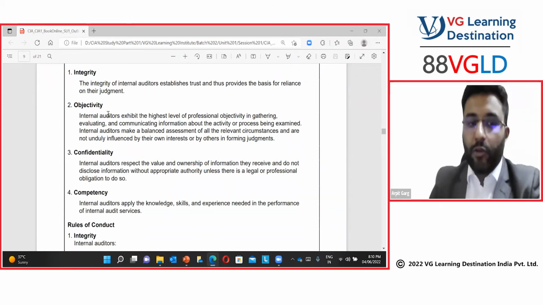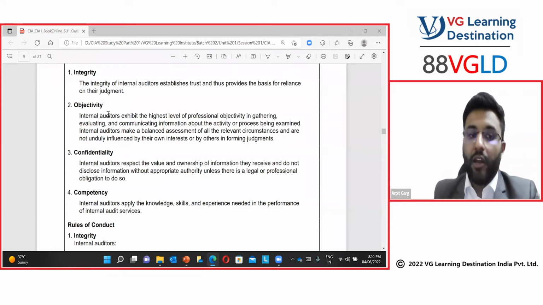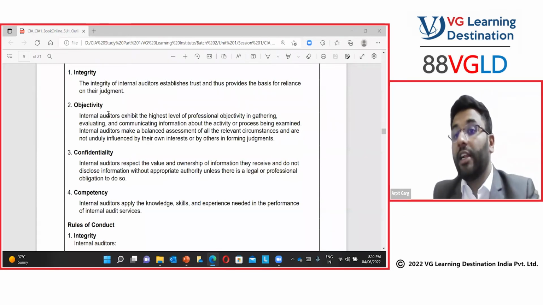Folks, let's try to understand two things. One is independence. The second is objectivity. Though independence is not covered here, it's covered in Unit 2, but I'm just sharing some thoughts around it. Whenever we read independence, we read it from an organization point of view. So you have to read this content accordingly. Whenever we are looking at independence, we talk about organizational independence. So we are talking about an organization-level attribute. When we talk about objectivity, we are talking about individual internal auditors. So objectivity is an attribute of individual internal auditors.